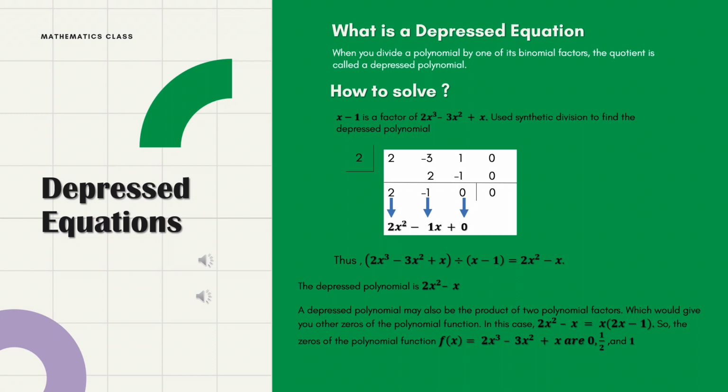Depressed equation: as we know, we need to divide a polynomial by one of its binomial factors. From this solution, we get the depressed polynomial 2x squared minus x. A depressed polynomial may also be the product of two polynomial factors, which will give you other zeros of the polynomial function. In this case, 2x squared minus x is equal to x(2x minus 1). So, the zeros of the polynomial function f(x) equals 2x cubed minus 3x squared plus x are 0, 1/2 and 1.